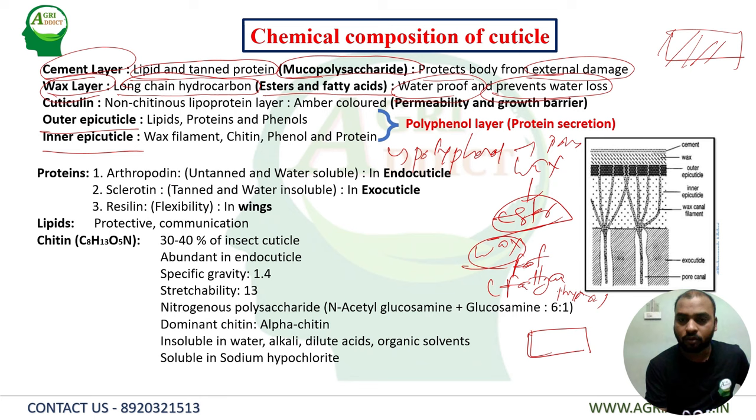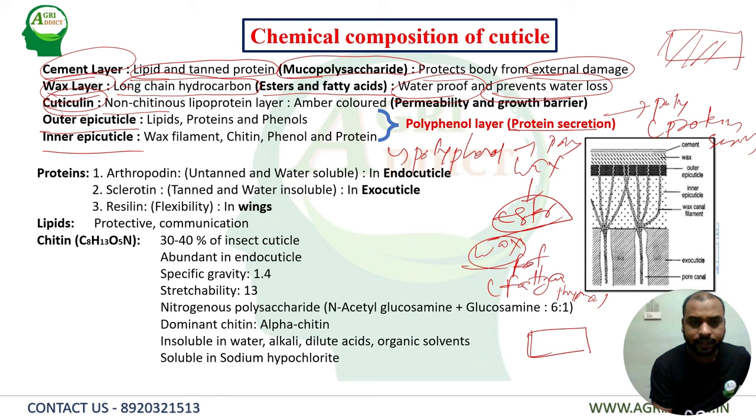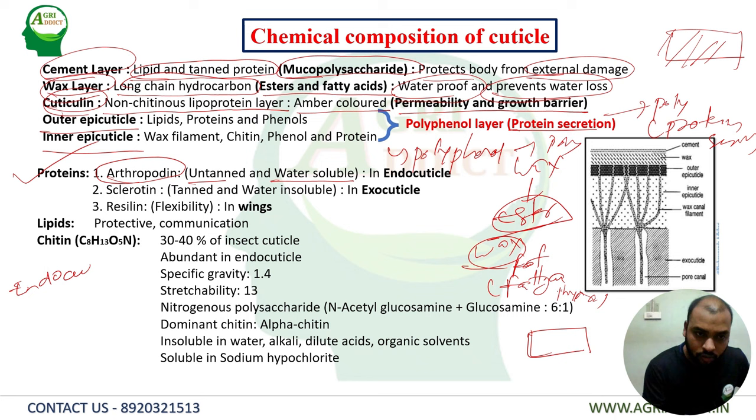And the main function of this polyphenol layer is protein secretion. And this cuticulin is a non-chitinous lipoprotein layer, amber colored and a permeable growth barrier. So there are different types of proteins. What are the different proteins? One is arthropodin, that is chitinous and water soluble. How will you remember? I will tell you. One is endocuticle, and another is arthropodin.